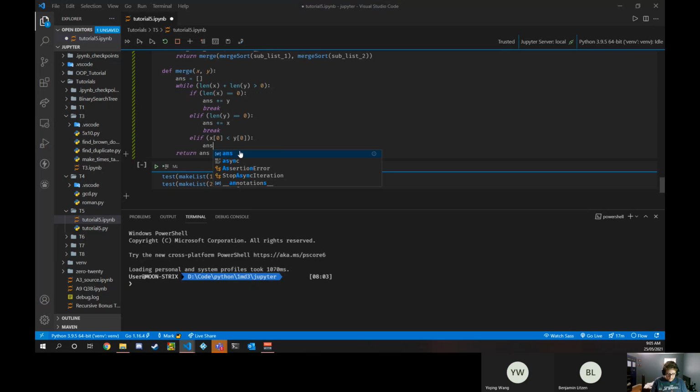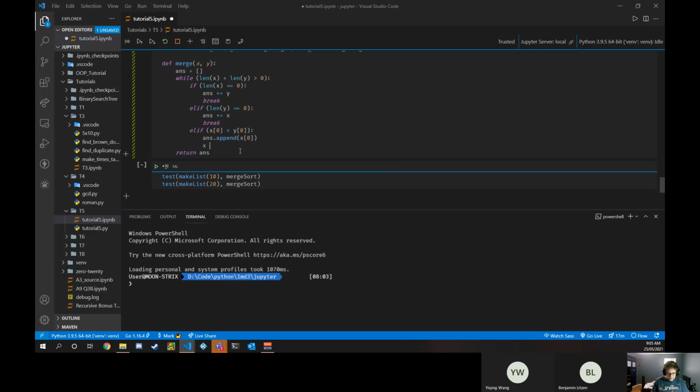If this is true, I'm going to append the smaller item, x0, and then I'm going to do x equals x1 onwards. What this does is it pops the first item from list X out of list X.